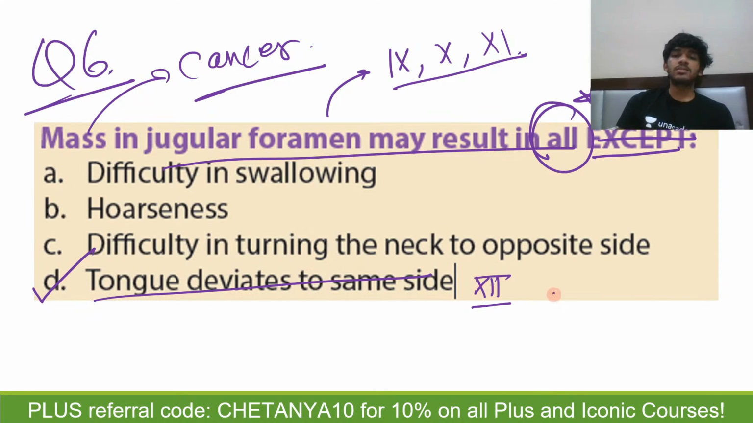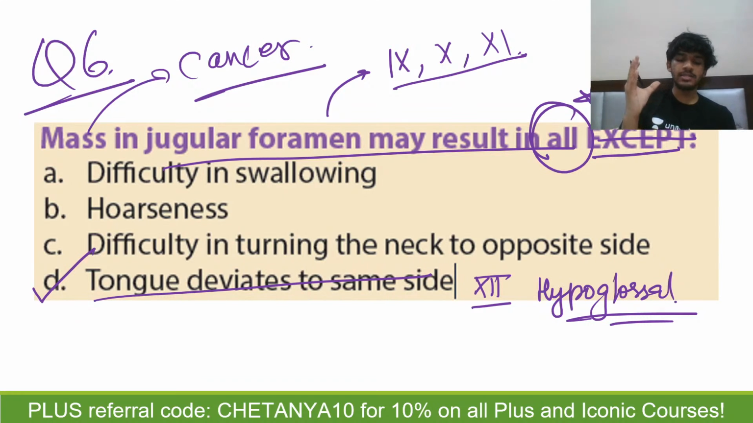ठीक है, so it passes through the hypoglossal canal, so it is not the correct answer. So it is not going to happen if there is a mass in the jugular foramen. Why does C happen? So you're confused between C and D. So difficulty in turning the neck to the opposite side.